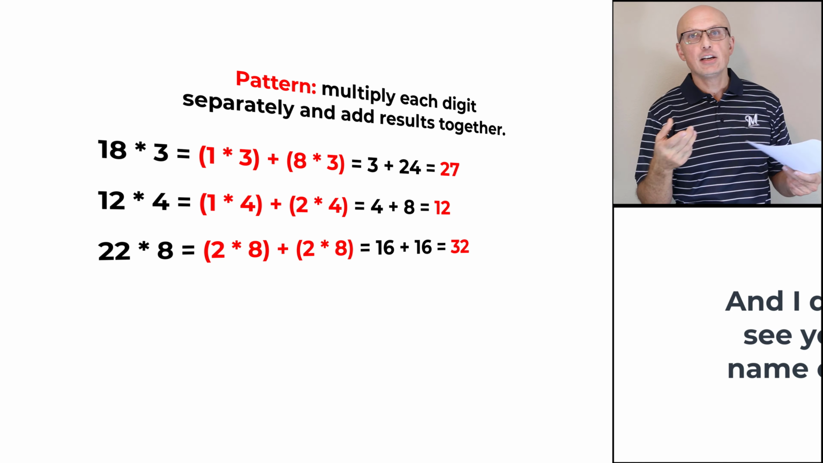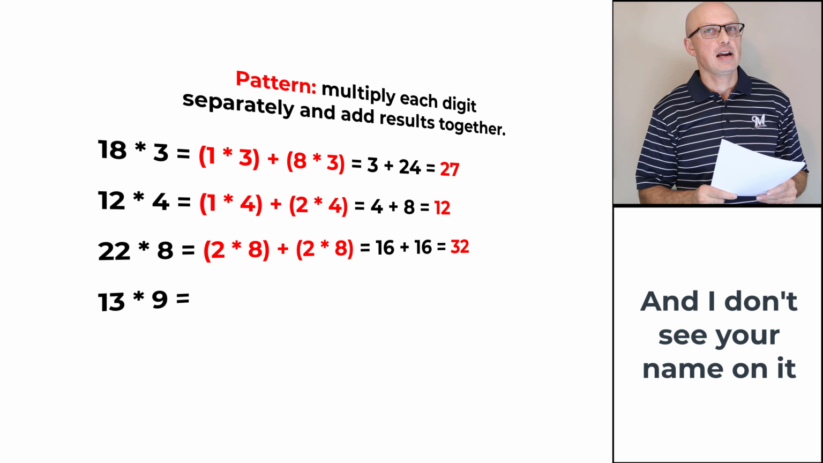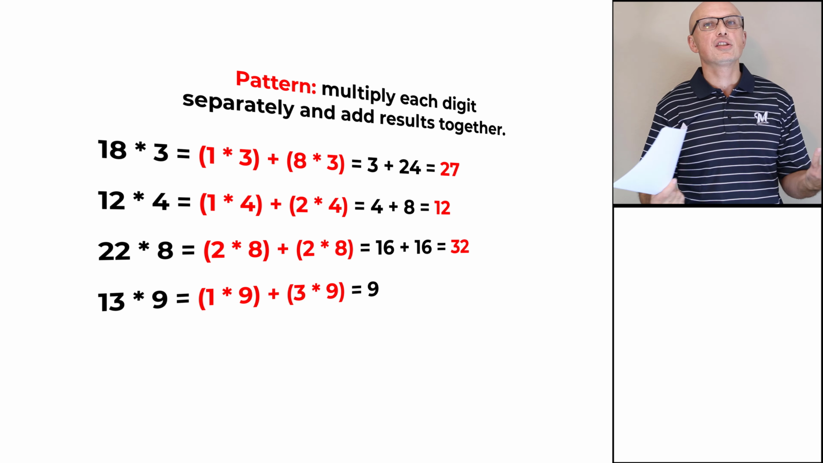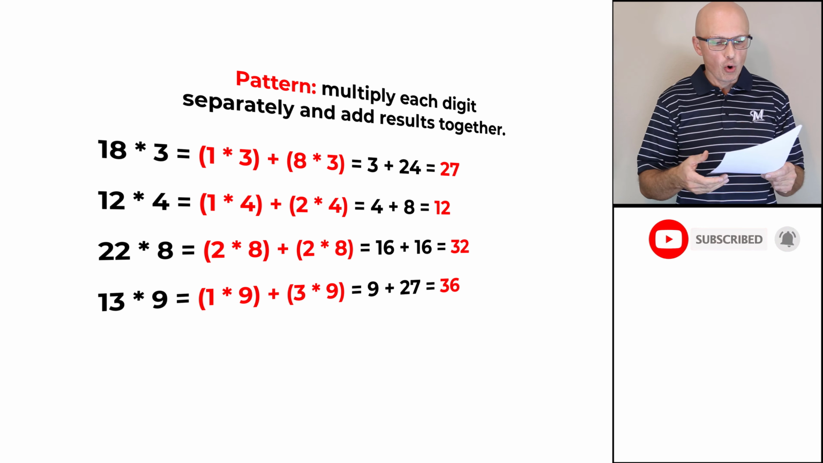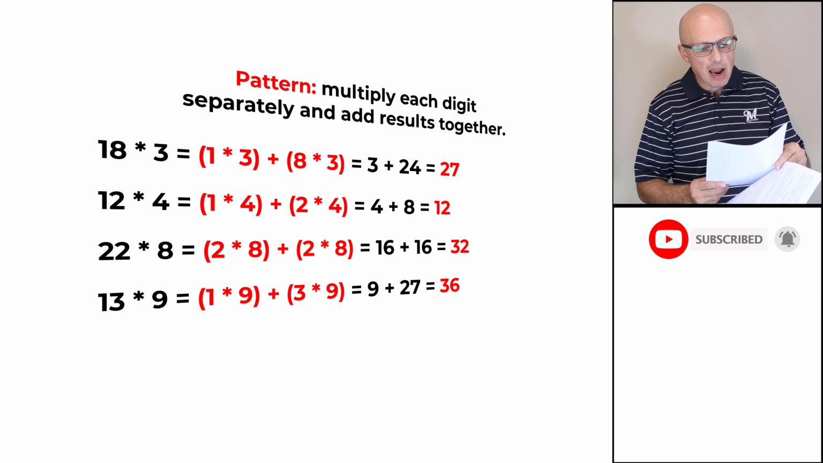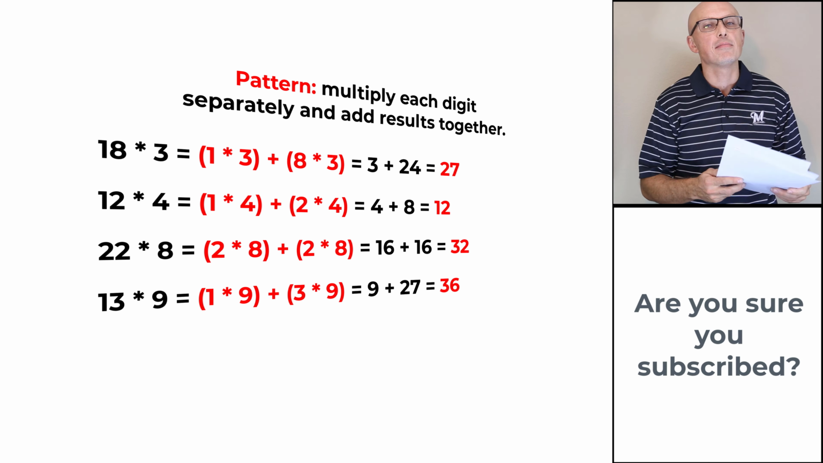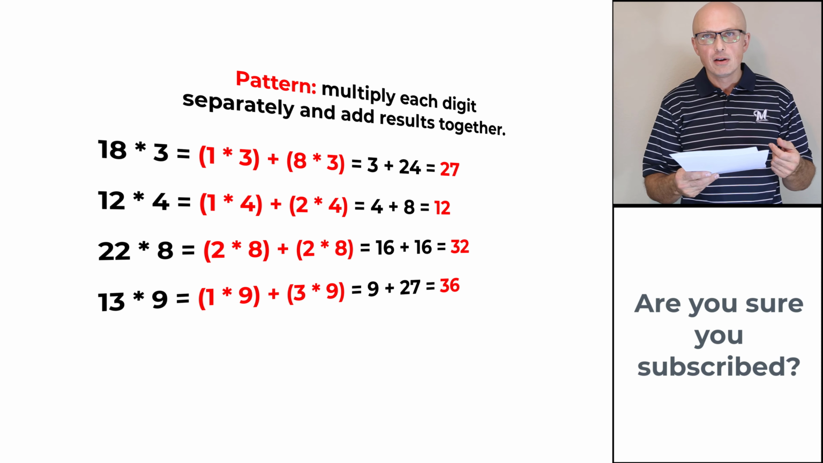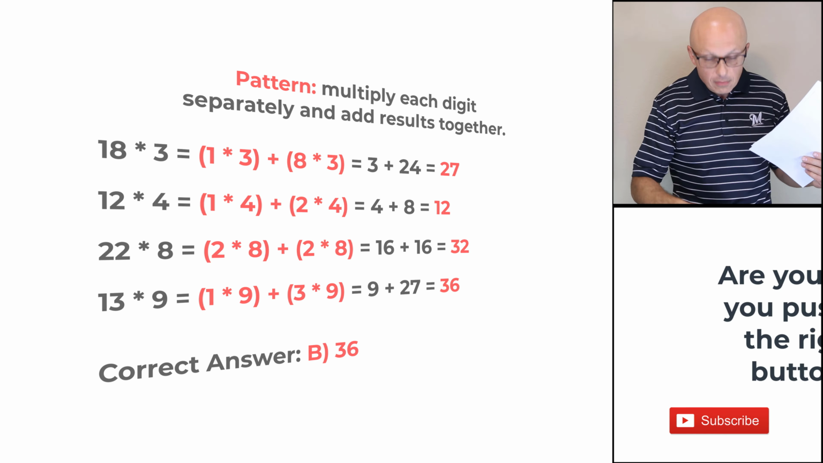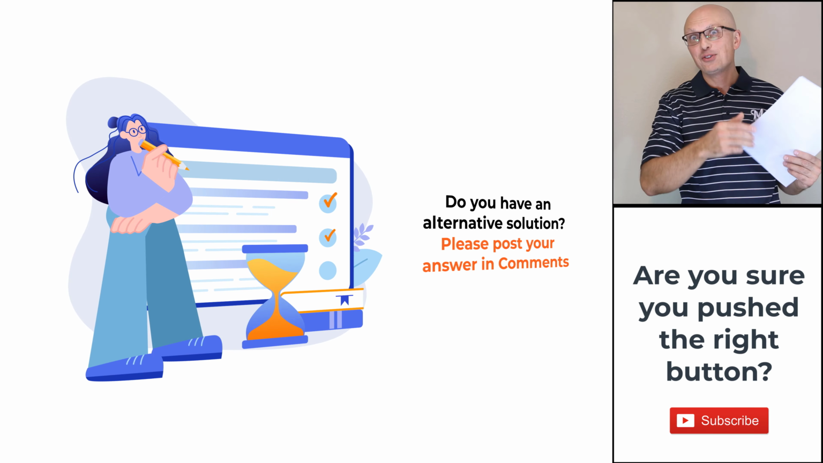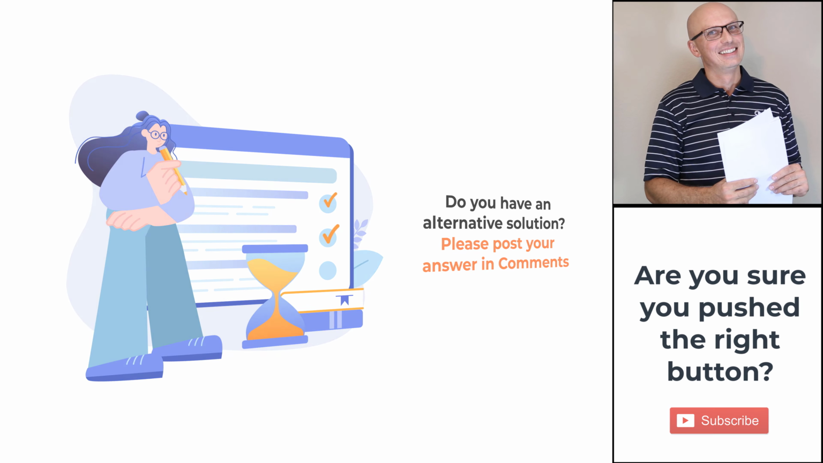So to calculate the answer of 13 multiplied by 9, we would need to multiply 1 by 9 and add 3 by 9, which would be the sum of 9 and 27, and the end result would be equal to 36. So the correct answer here is choice B, 36. Hopefully you've nailed this question and now know how to answer similar problems on the test.